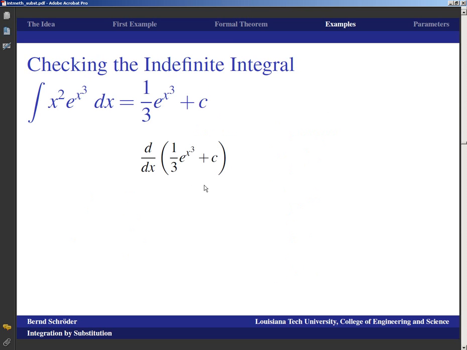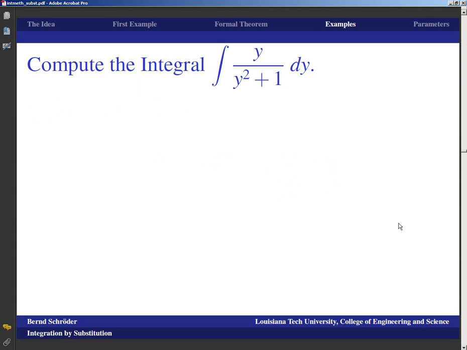Double checking means we take the derivative. The derivative of 1/3 e to the x cubed is 1/3 times e to the x cubed times the derivative of the exponent, which is the 3x squared. The plus c, of course, went away, and the 1/3 and the 3 cancel. We end up with x cubed e to the x cubed, which is what it should be. All right, what else do we have?